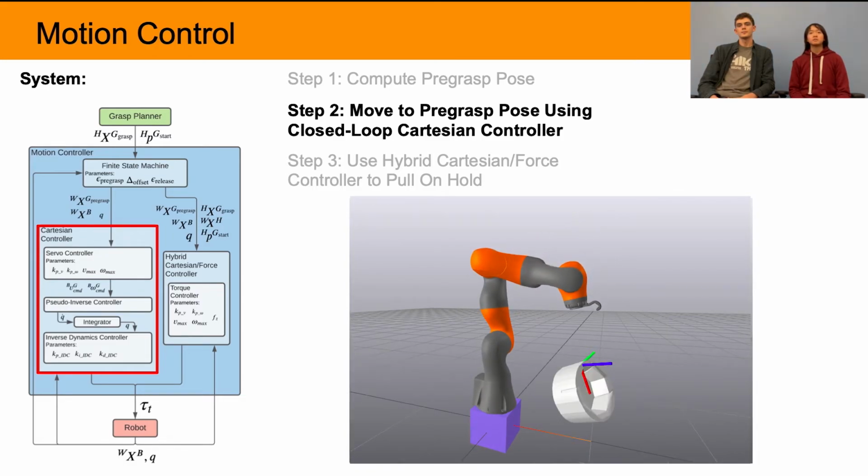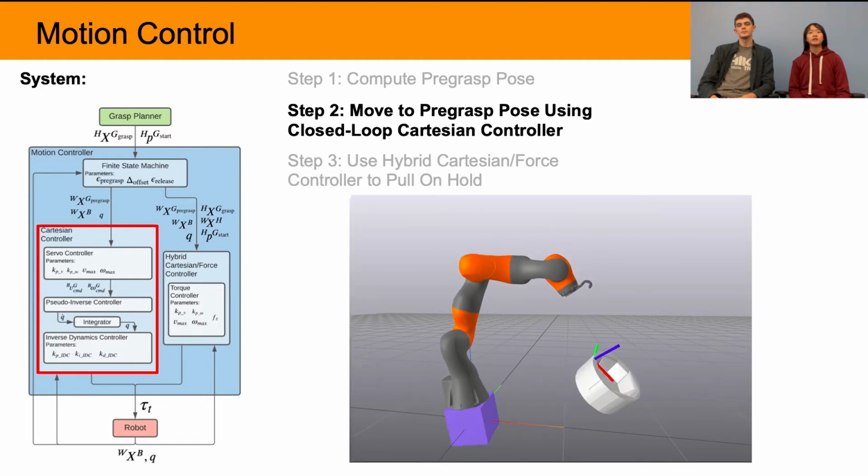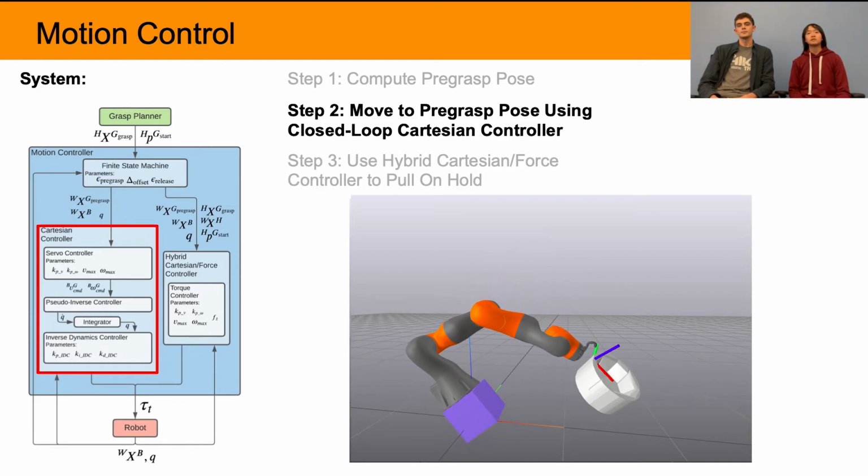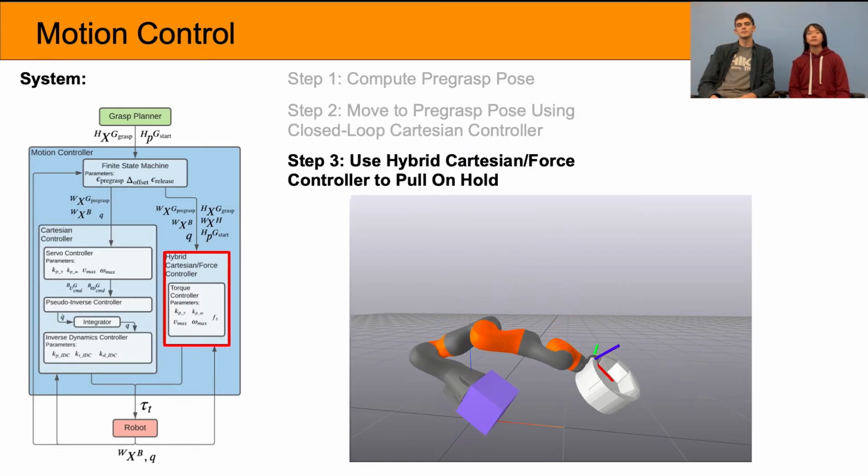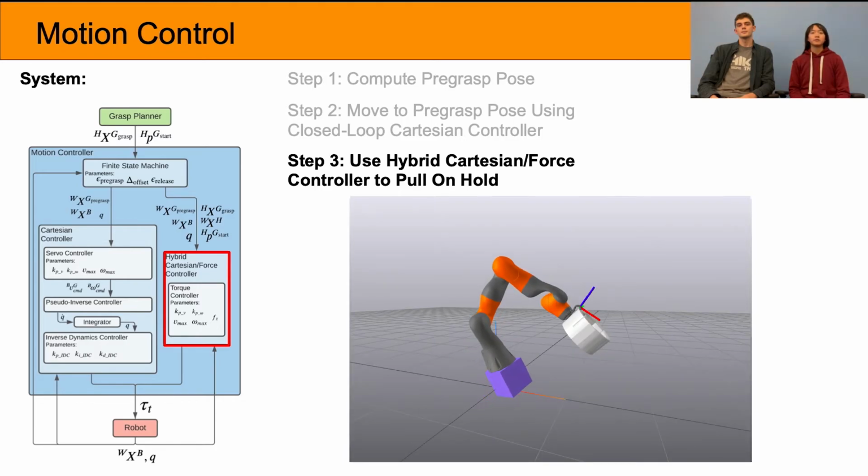We accomplish this by using a pseudo-inverse and inverse dynamics controller where the Cartesian, angular, and linear velocity components are computed based on the base's current position to compensate for its drift. The final step is to pull on the hold by using a hybrid Cartesian and force controller.